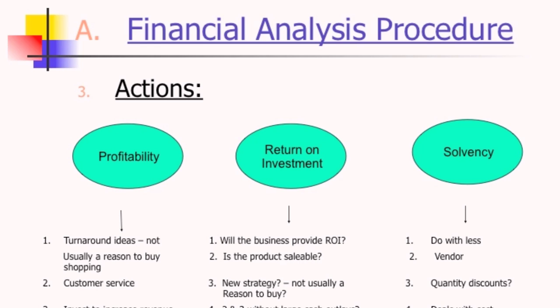And we also have 4 points under the solvency parameter. Can we do with less? Can we do with less expenses, which will increase our solvency? Can we provide quantity discounts? And some other points that we can look at to determine whether or not the business is solvent.